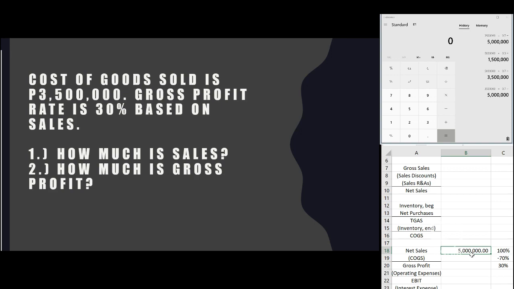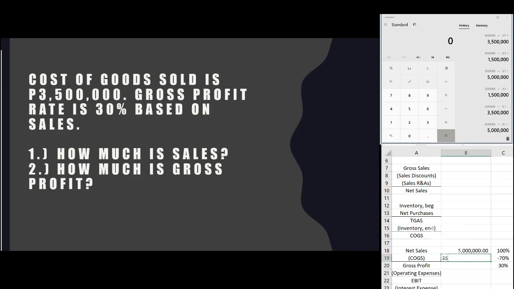Now, on the other hand, if ang given is yung 100%, we simply have to multiply it by the percentage that we want to find. So, kung gusto nating hanapin yung gross profit, which is 30%, we 5 million times 0.3, makukuha natin yung 30. Or 5 million, example, times 0.7, makukuha natin yung 3,500,000. Okay?